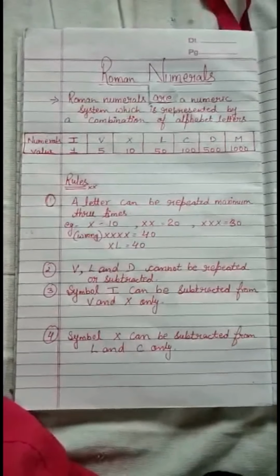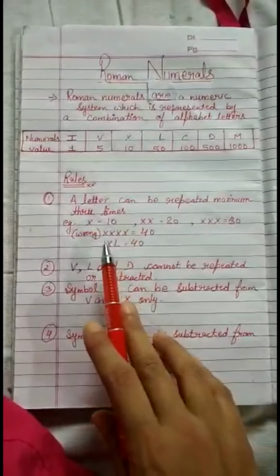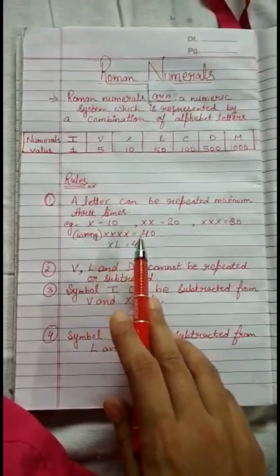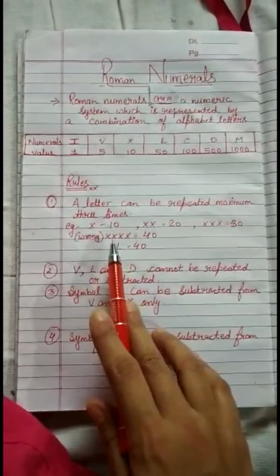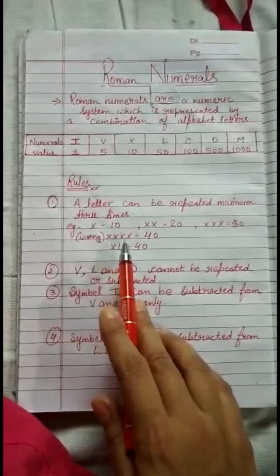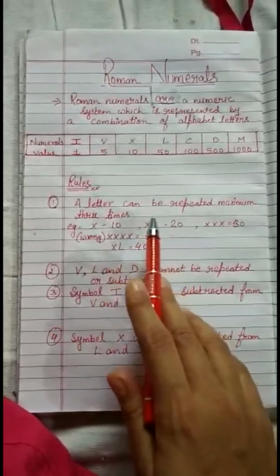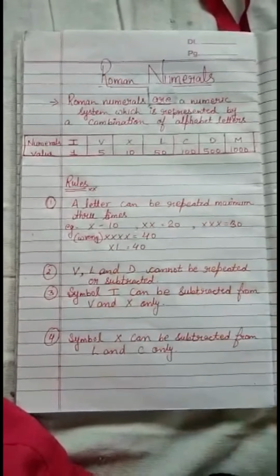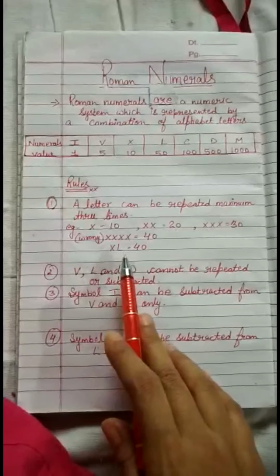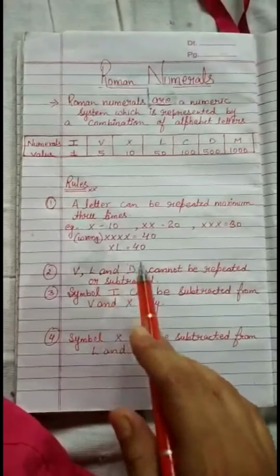Now for writing 40 we cannot write 40 as XXXX, because here the letter X is repeating 4 times, and the rule of Roman numerals says that we cannot repeat any letter more than 3 times. So we write 40 as XL. This we will discuss later.